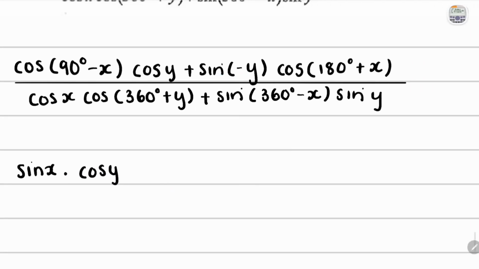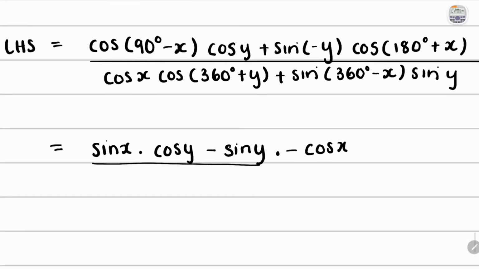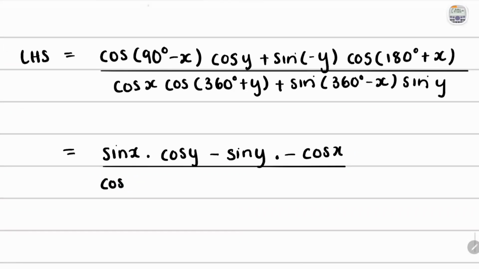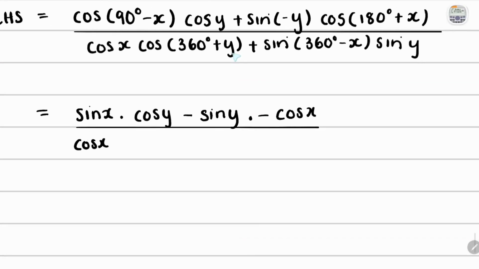Then we have sine negative y, which we know from the previous question becomes negative sine y. And then cos 180 degrees plus x, using the reduction, becomes negative cos x. And then we're going to put this all over cos x. And now we have cos 360 degrees plus y.